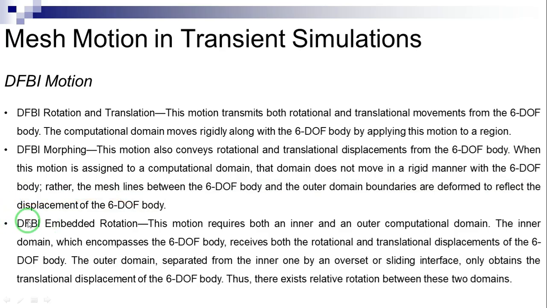DFBI embedded rotation. This motion requires both an inner and an outer computational domain. The inner domain, which encompasses the 6DOF body, receives both the rotational and translational displacements of the 6DOF body. The outer domain, separated from the inner one by an overset or sliding interface, only obtains the translational displacement of the 6DOF body. Thus, there exist relative rotations between these two domains.